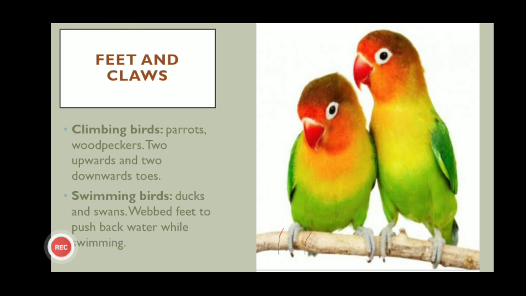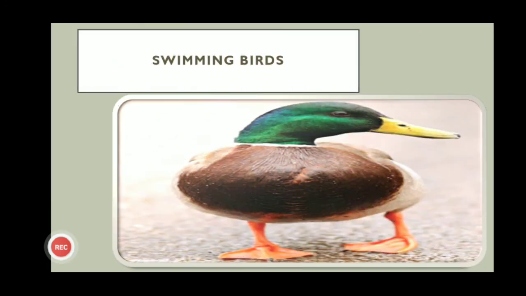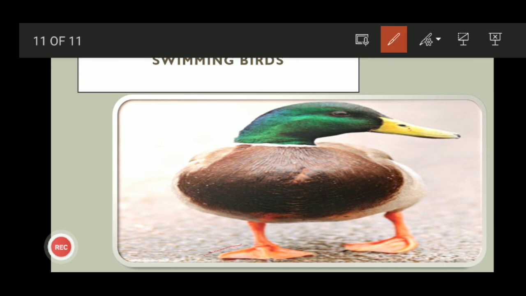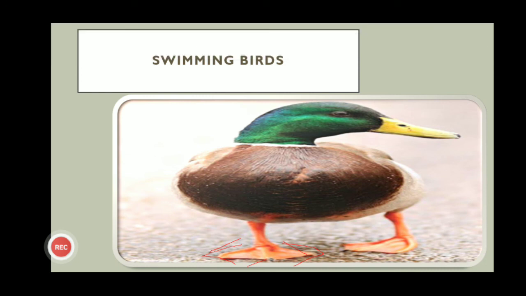And swimming birds. Swimming birds means जो पानी में तैर सकते हैं, like ducks and swans. They have webbed feet. Okay, and this type of feet, in this picture you can see a swimming bird and the feet. Okay, webbed means जाल जैसे होती है उनके feet that help them to push back water while swimming. उन्हें पानी में तैरने में हेल्प करते हैं उनके फीट जब वो तैर रहे होते हैं.